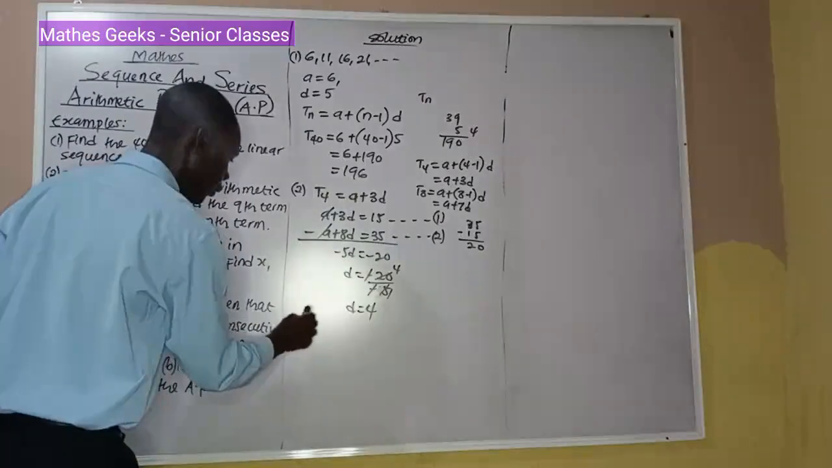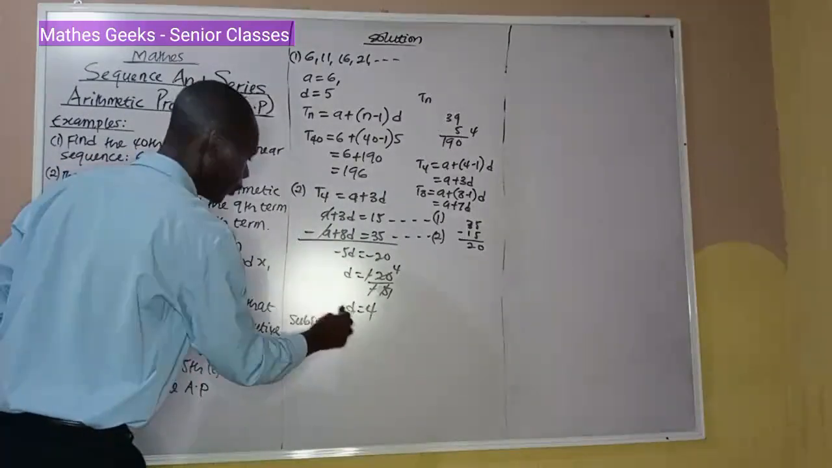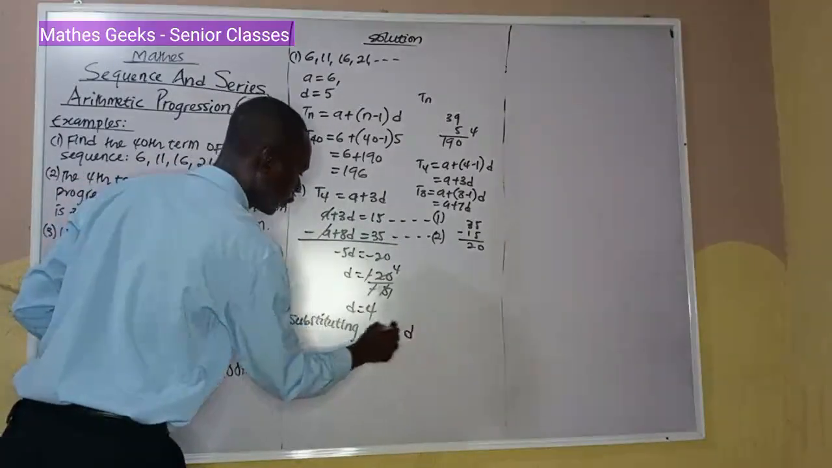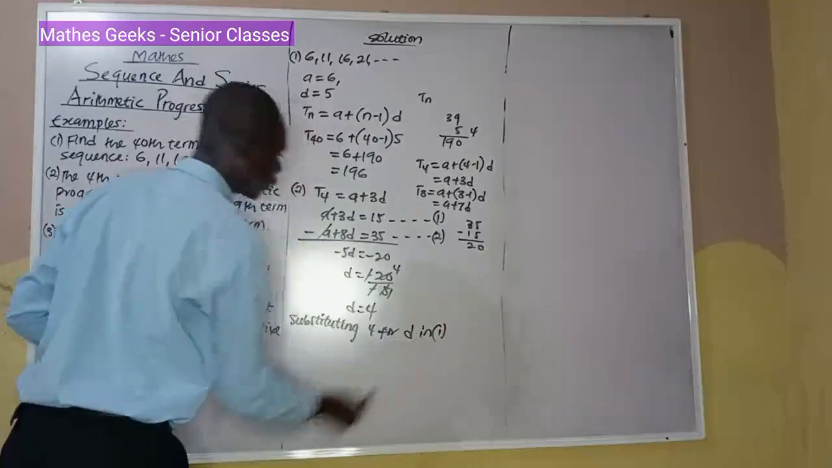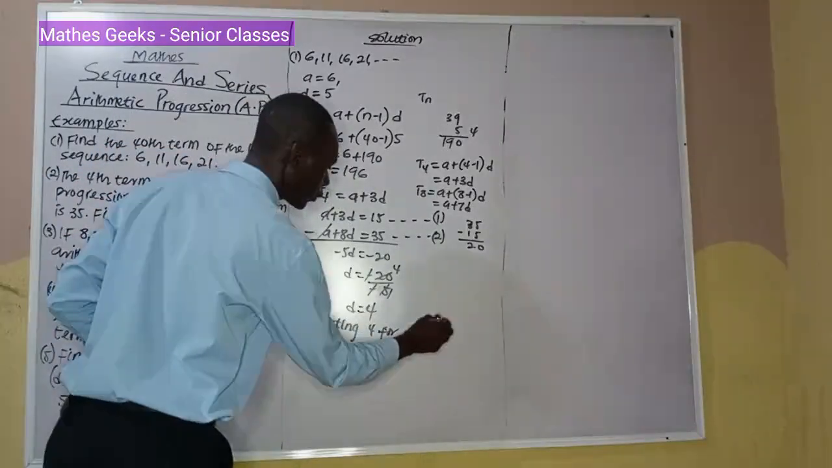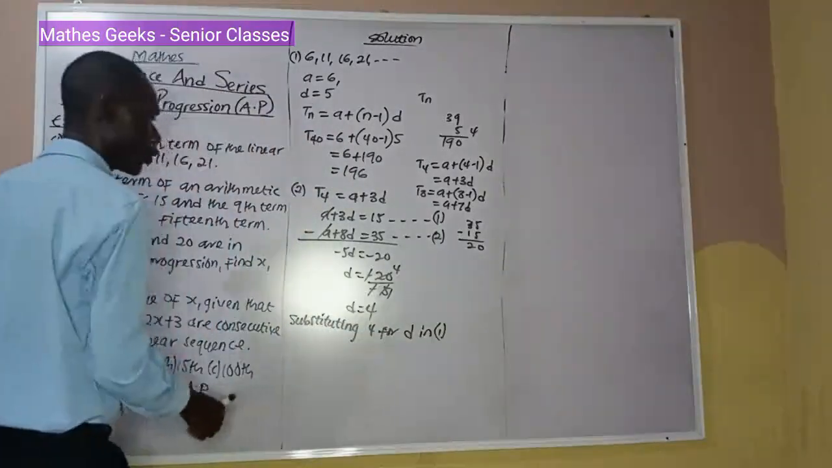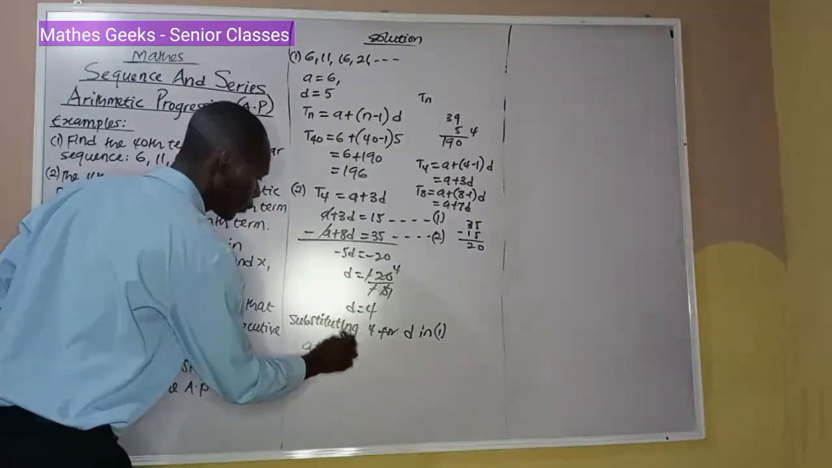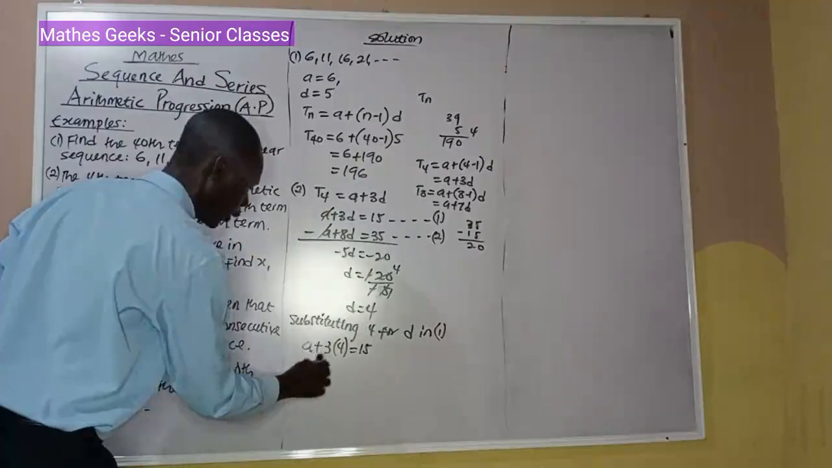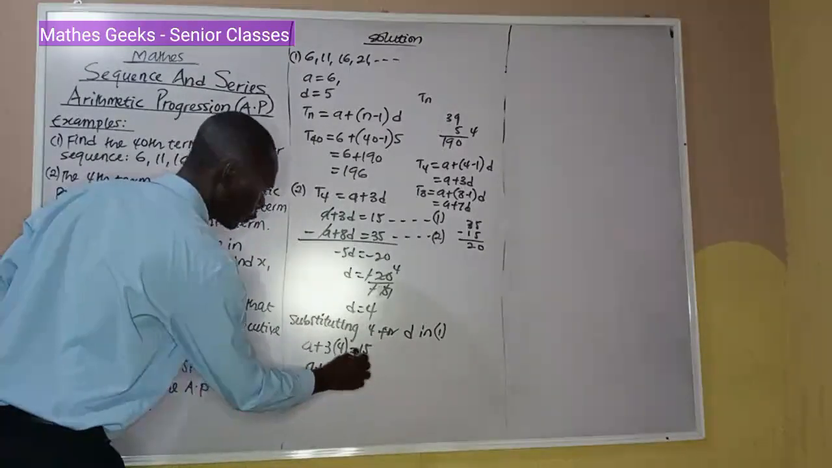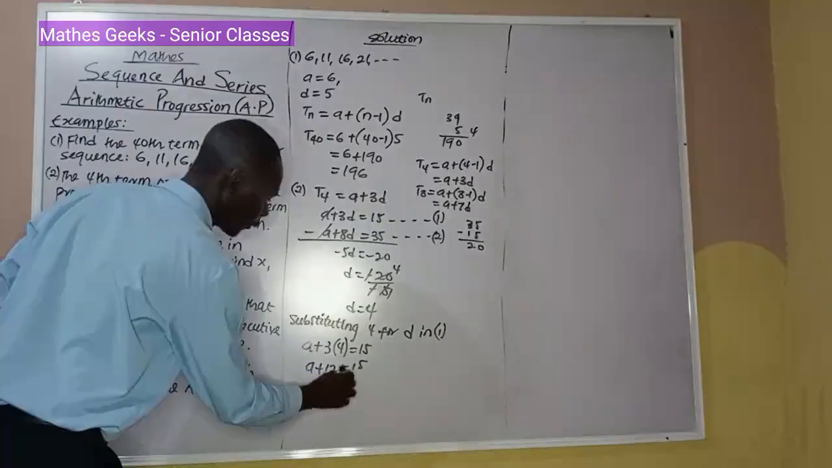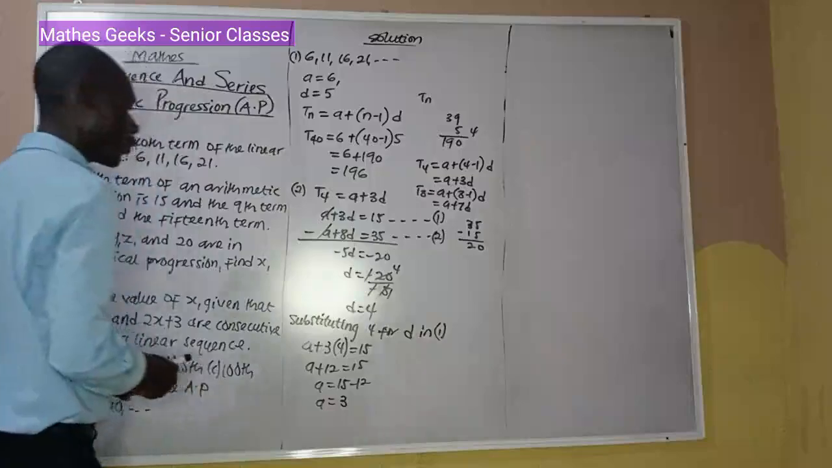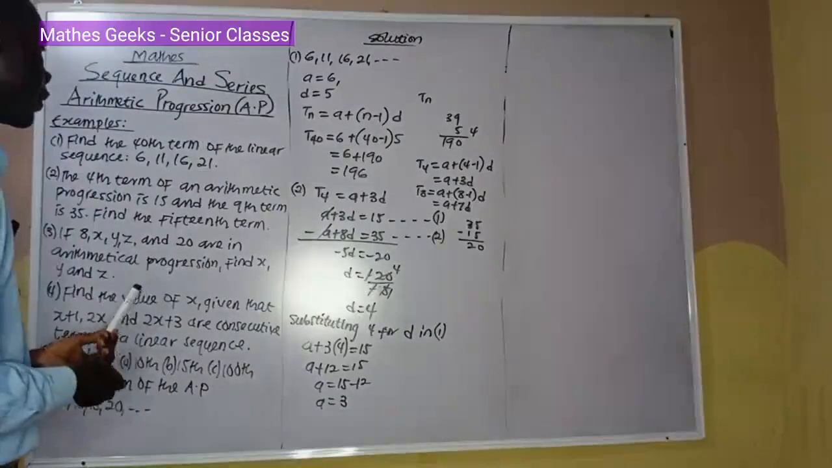So substituting 4 for D in equation 1. You can use any of the equations, but I want to use equation 1. In equation 1, we have A plus 3D, D is 4, is equal to 15, and A plus 12 is equal to 15. So A is equal to 15 minus 12. A is equal to 3. So the first term is 3, and the common difference is 4.